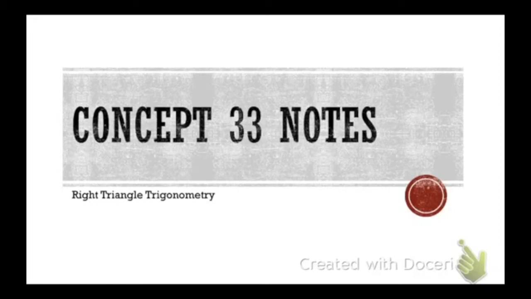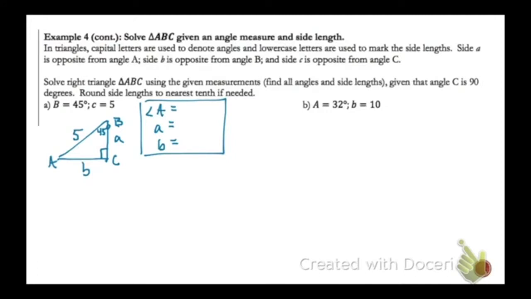Algebra 2 Trigonometry, Concept 33 Notes, Part 2. We're going to solve triangle ABC given some information. In triangles, capital letters are used to denote the angles and lowercase letters are used to mark the side lengths.